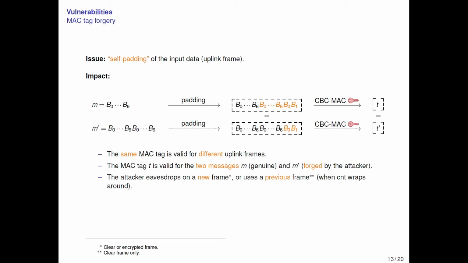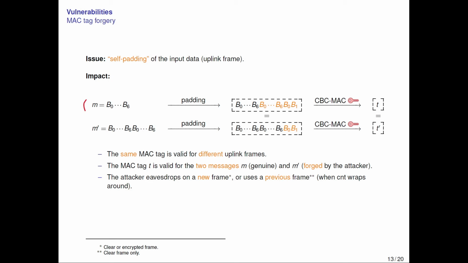The last flaw that we will raise is related to the way a MAC tag is computed, and more specifically, to the padding scheme used in the Sigfox MAC function. Let us consider a message M made of 7 bytes, B0, B1, B2, etc., up to B6. In order to compute a MAC tag for this message, the Sigfox padding scheme is applied, which means that the input is concatenated to itself.